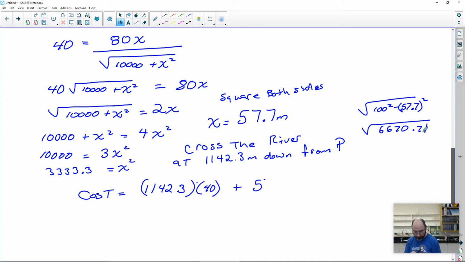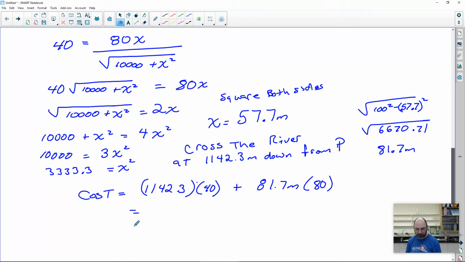Okay, and we'll square root that to get our distance across the river, which is 81.7 meters. So the cost going across under the water was 81.7 meters times $80.